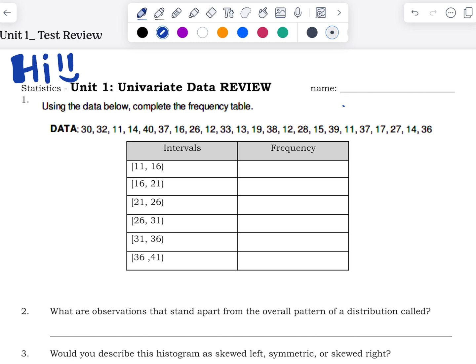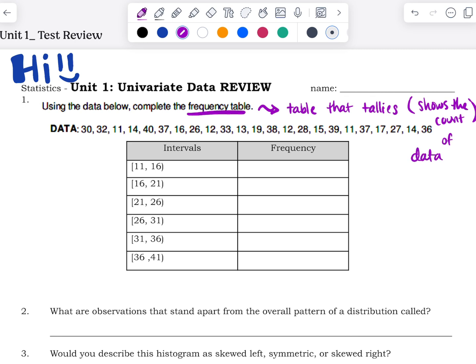So without further ado, we're starting off with a problem that asks you to complete a frequency table. So as a reminder, that is basically just a fancy way to say that it's a table that tallies, and by tallies I mean shows the count of data in groups or classes, okay?